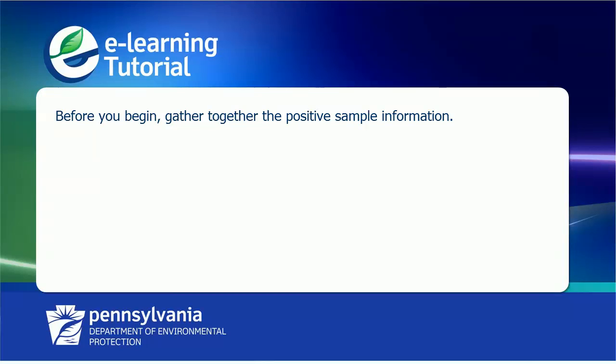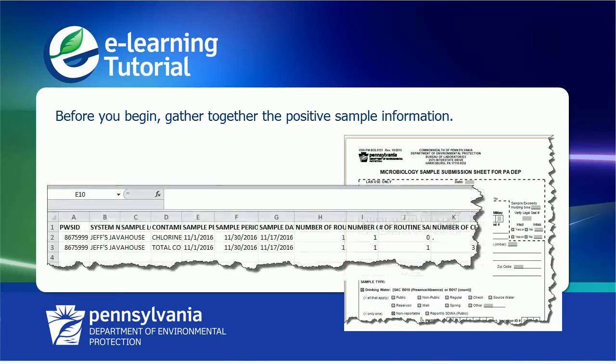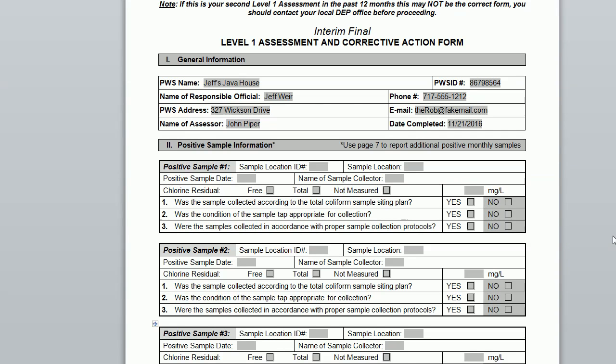Before you get started, gather together the sample information for the positive samples during the month that triggered the assessment, such as the chain of custody forms, lab result sheets, and sample logs if you have them. Let's get started on the assessment. Here is the DEP Level 1 form.